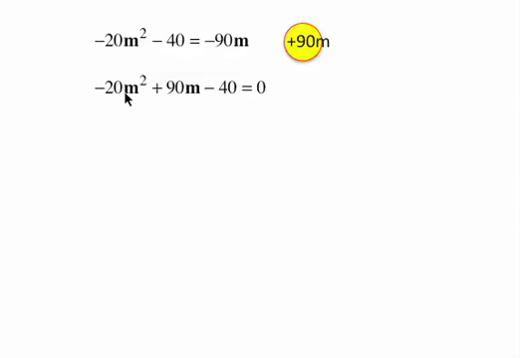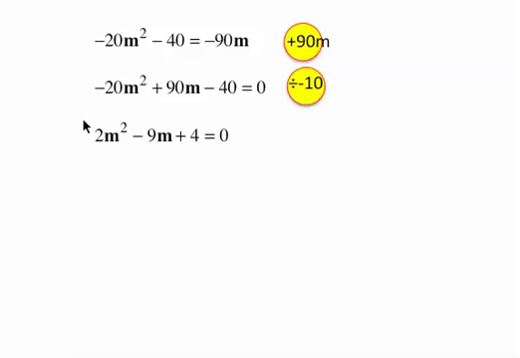And then I notice that all of these things end in zeros, so everything is divisible by 10. So I'm going to divide both sides by negative 10. I'm going to divide by negative to make my first term, my a term, positive. All right, so divide everything by negative 10, and that gives me 2m squared minus 9m plus 4 equals 0.